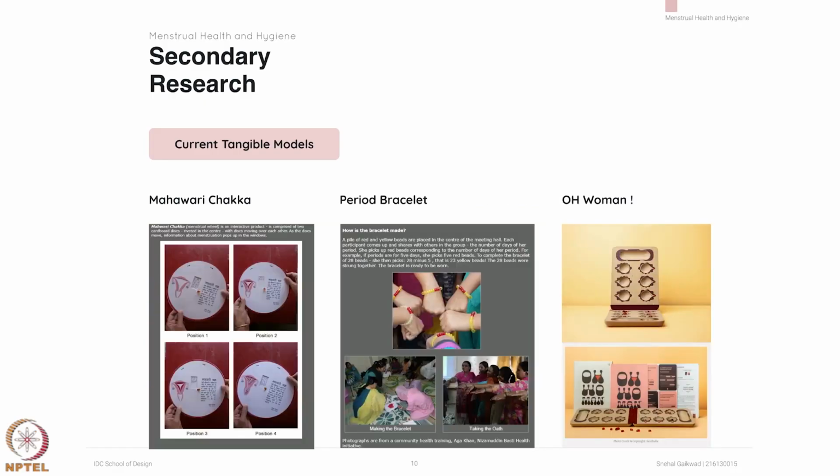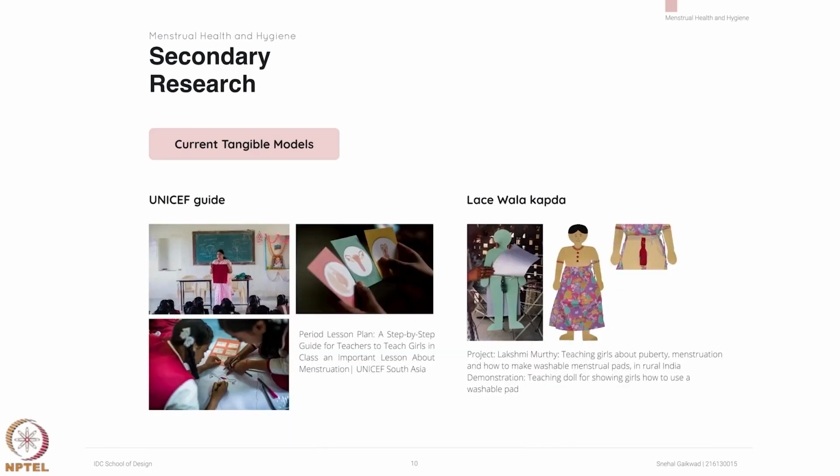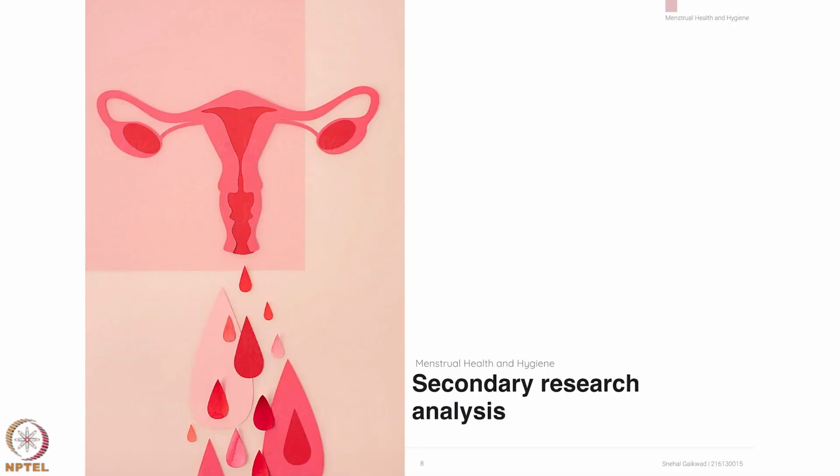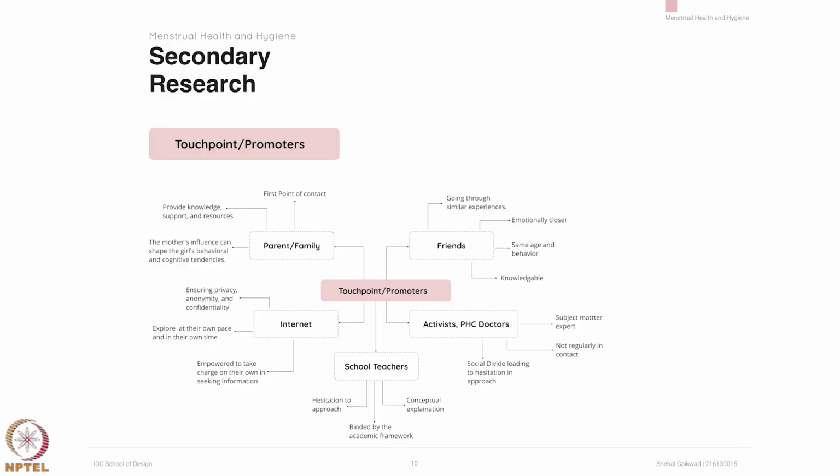Then this was a board game, O Woman, where they promote the use of menstrual cups and sanitary pads through a board game. Then this is a UNICEF guide. This is a three step lesson plan for complete period education plus hygiene and nutritional information. Then I looked at what parents, family members, friends and the internet all contribute to the menstrual health and hygiene information of rural girls.